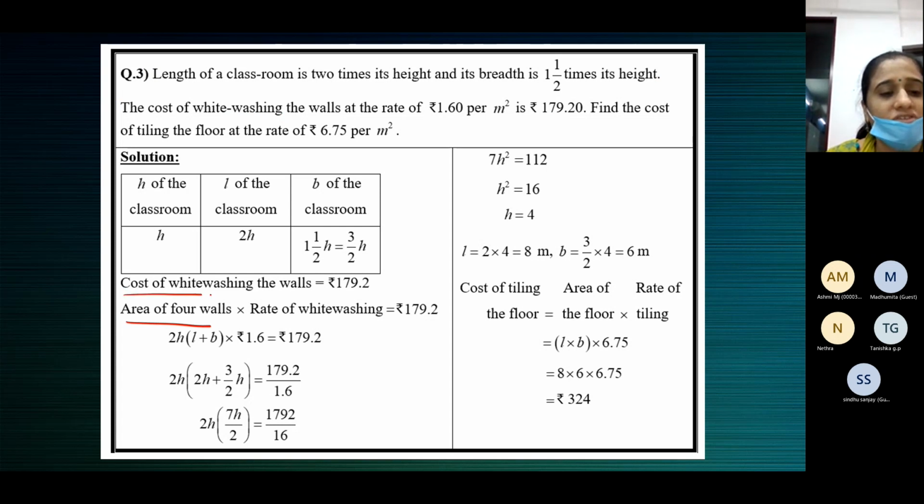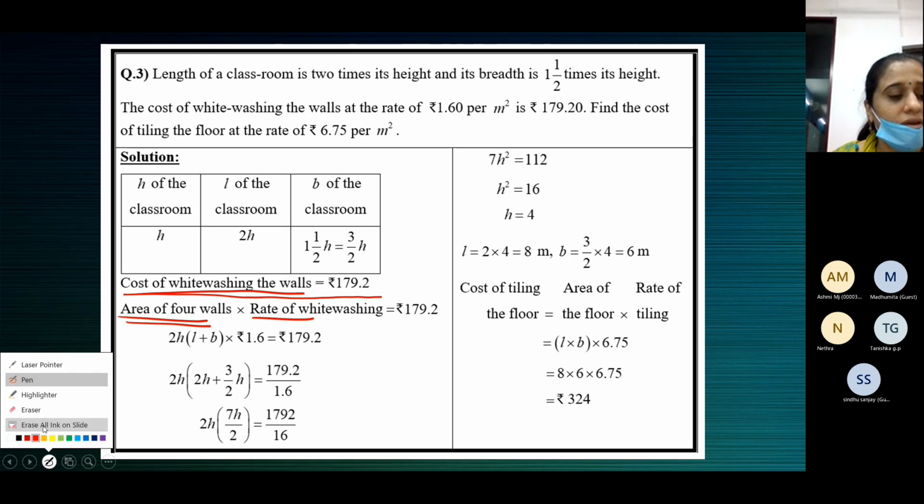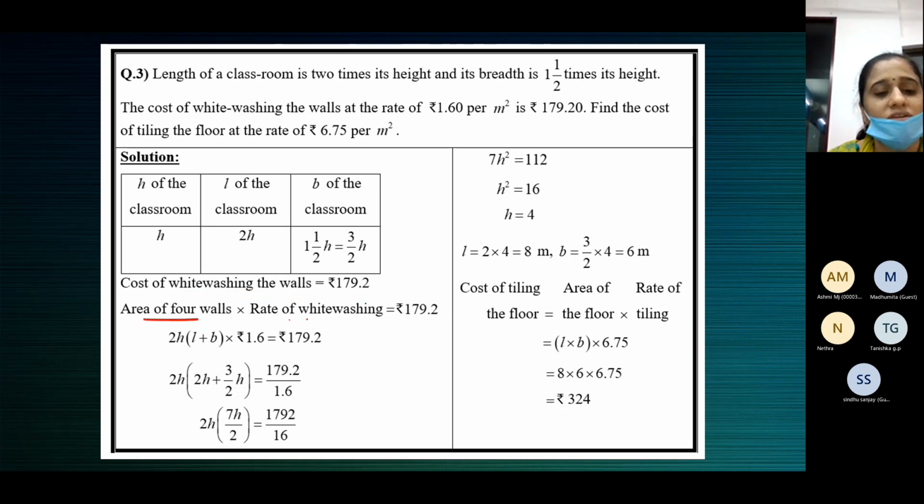The cost of whitewashing is given to be 179 rupees and 20 paise. How will you find the cost? Cost is area into rate, and area is area of 4 walls into rate is equal to the total cost. And how do we find the area of 4 walls? 2h into L plus B. Rate is 1.6 rupees, total cost is 179.2. So now let's substitute: h is h, L is 2h, and B is 3 by 2h. 1.6 goes for division to the other side.